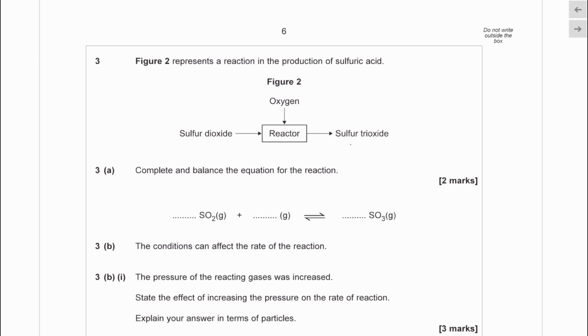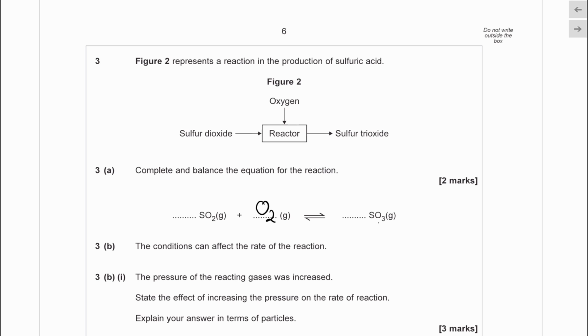Now, importantly here, we need to put in a substance because, look, oxygen is added into the reactor. Sulfur dioxide is reacting with oxygen to make sulfur trioxide. So, of course, our substance here is going to be oxygen. All right, and they've given us the state symbols, which is handy. Now, when we come to balance, well, let's have a look. On the left-hand side, we have 1 sulfur, and we have 1, 2, 3, 4 oxygen atoms. So 1 sulfur, 4 oxygens.